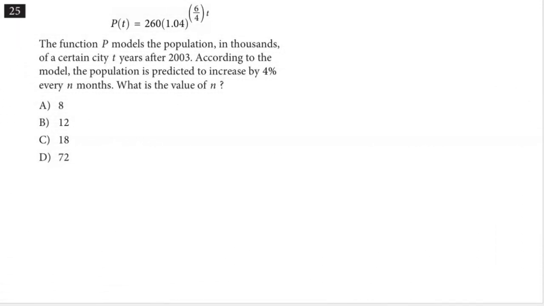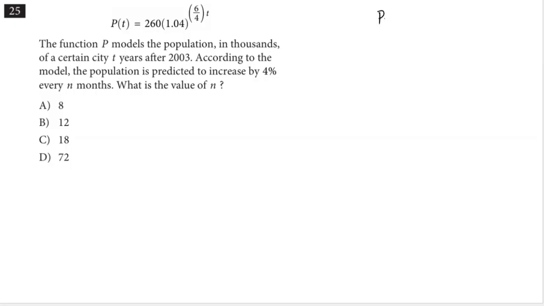Question 25. The function p models the population in thousands of a certain year, t years after 2003. According to the model, the population is predicted to increase by 4% every n months. What is the value of n? Get familiar with these exponential models. They can sometimes be growth or decay.